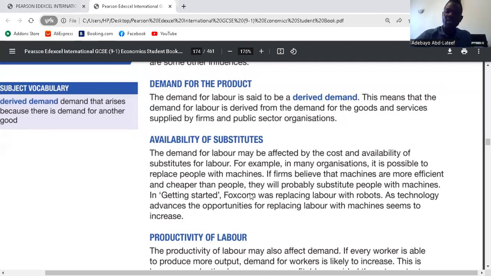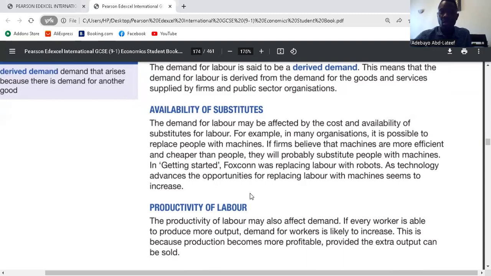Is it clear? Now the second factor is availability of substitutes. Demand for labor may be affected by the cost and availability of substitutes for labor. So what is the substitute for labor? It's technology, capital.